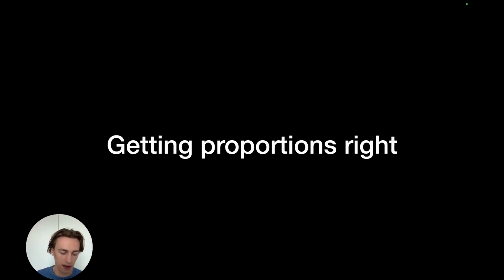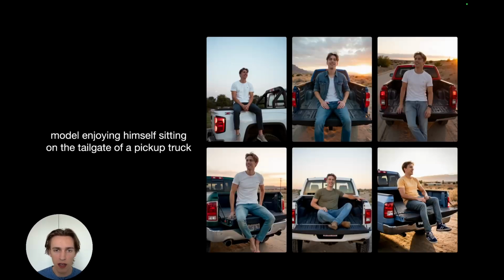In terms of also a similar problem, but getting proportions right. Let's say you want to write a prompt like this: model enjoying himself sitting on the tailgate of a pickup truck. Sometimes what happens is that either, for example, you become way bigger than the truck, or the truck becomes way bigger than you in an unrealistic way. This is just really hard to avoid. So also again, for complex scenes like this, you just have to do more generations before you get a good photo. And yeah, you can also use reference photos, which I'll show in a bit, which can help get the proportions right though.